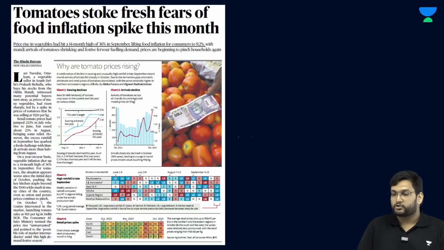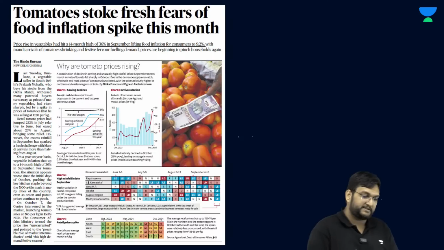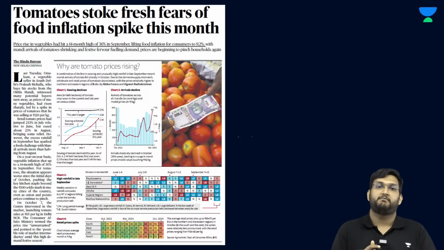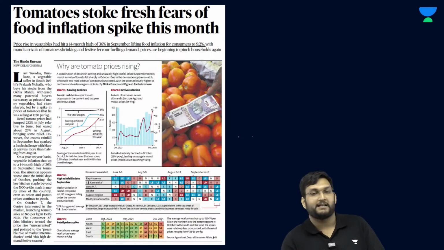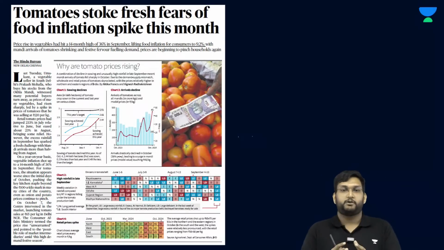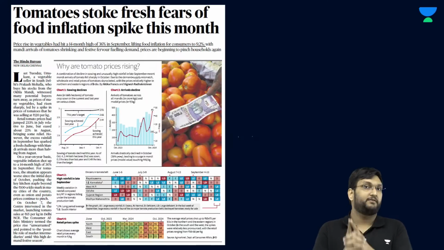Okay. So, it's that time of the year where, as we say, there will be fire in the market with regards to the prices of tomatoes. Tomato mein aag lag jayega. That way, tomato prices have started to soar. And this article actually talks about food inflation.